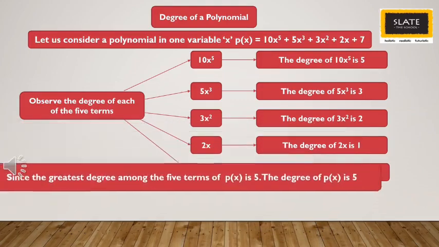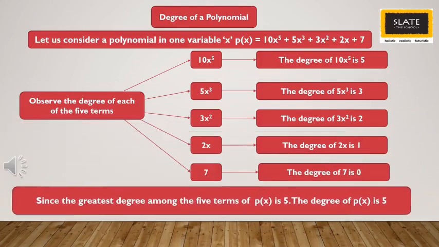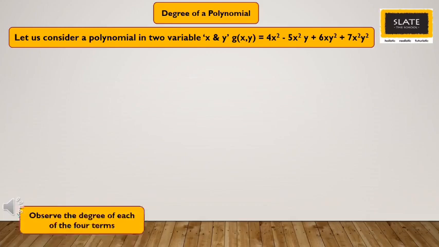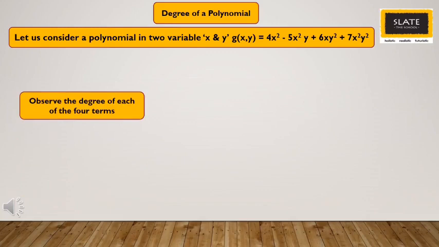Since the greatest degree among the degrees of all the 5 terms is 5, so the degree of the given polynomial p of x is 5. Consider another polynomial in two variables x and y. G of x comma y equal to 4x square minus 5x square y plus 6xy square plus 7x square y square. In this given polynomial, first term is 4x square, whose degree is 2.